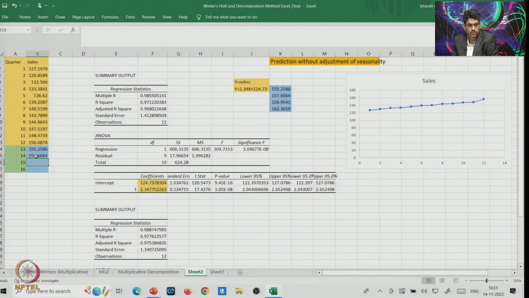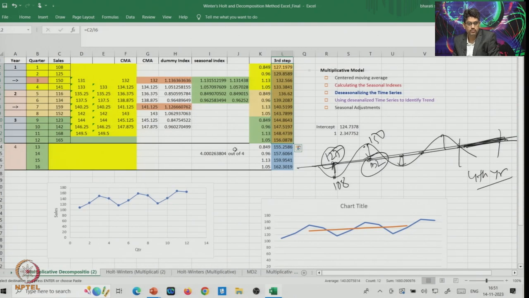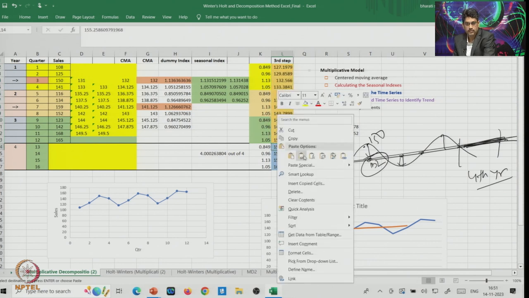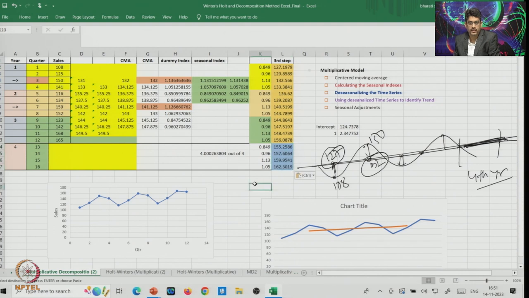So this forecast we found, suppose here we found this forecast, right? Let us copy them. You can calculate here also. Just come back to the data where it was. We were here, right? Just paste this data here. Paste this data as values. So I pasted this data here now. So this is the trend line forecast. The trend line forecast we have made here as per the line, as per the deseasonalized data. This is not the final forecast.